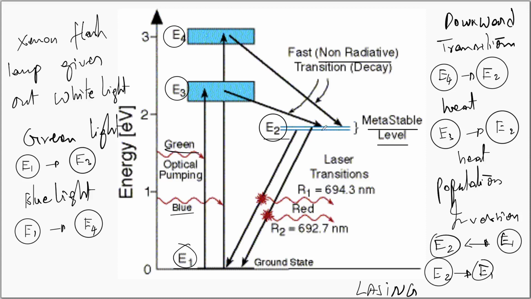When a stimulated downward transition happens from the upper energy level of E2 to the ground state, we get lasing at 692.7 nanometers. And similarly, a transition from the lower energy level of E2 to the ground state gives rise to lasing at 694.3 nanometers. Now we shall look at the working.